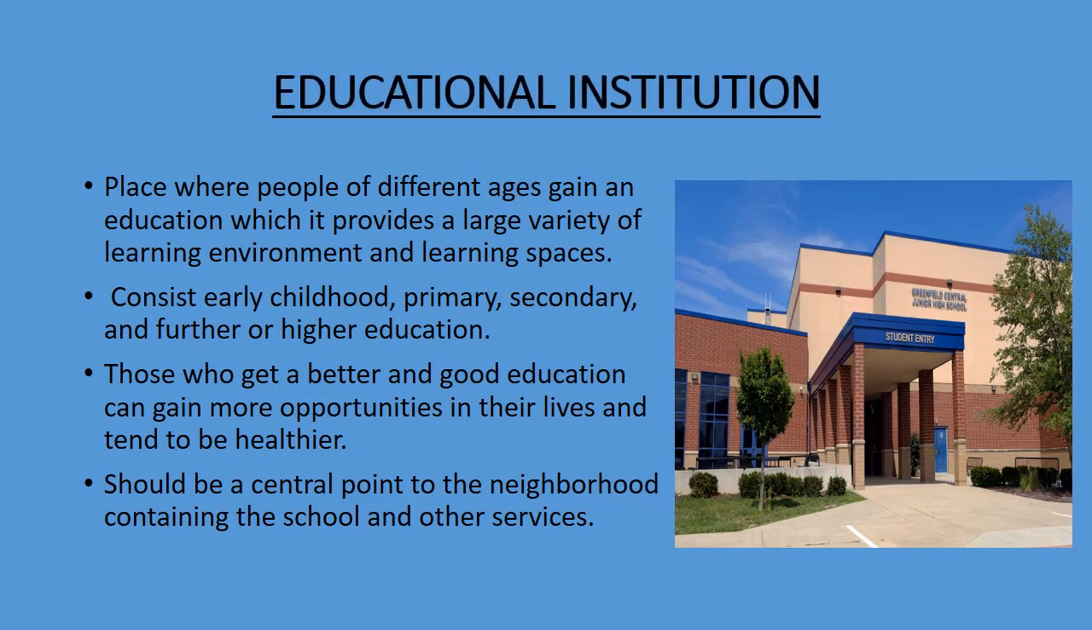The third characteristic is educational institution. It is a place where people of different ages gain an education, which provides a large variety of learning environments and learning spaces. It consists of early childhood, primary, secondary, and further or higher education. Those who get a better and good education can gain more opportunities in their life and tend to be healthier. It should be a central point of the neighborhood, containing the school and other services, in this current pandemic situation.